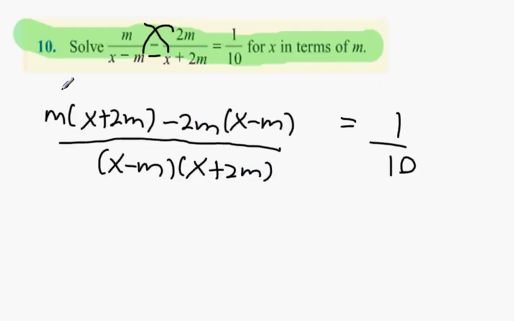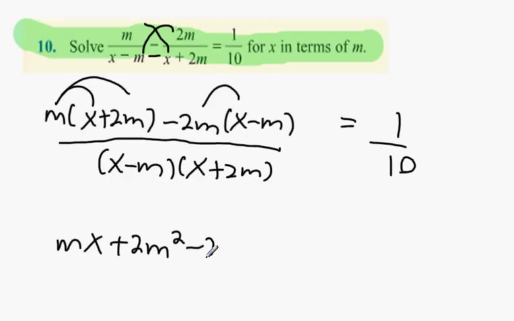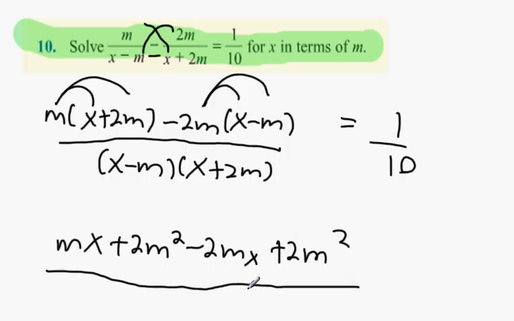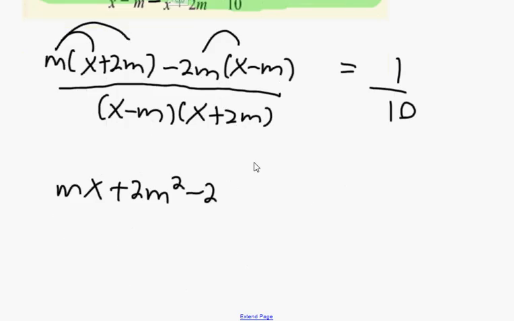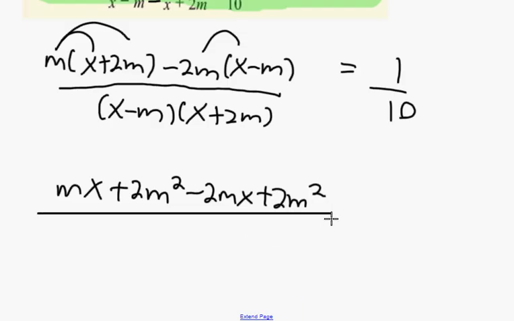Okay, now we're going to multiply these out. mx, 2m squared, minus 2mx, plus 2m squared. Just give me a second with that. 2mx, plus 2m squared. Okay, just keep an eye on it. Just go over all the multiplication I do, just to make sure there's nothing suspicious there that you think is wrong or right.